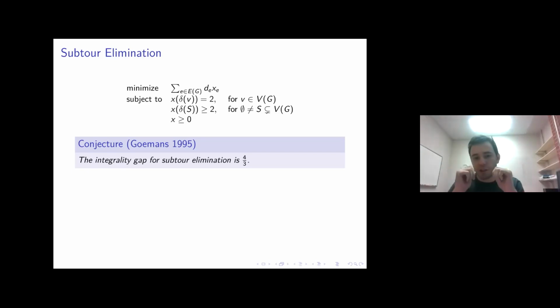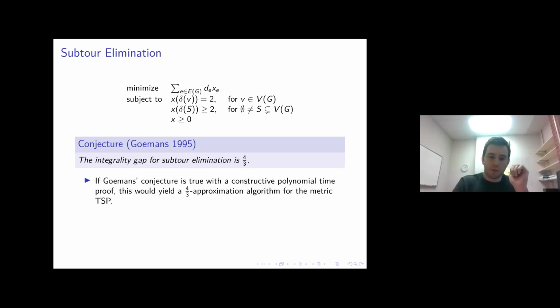I should emphasize here that Goemans' conjecture is for the metric TSP. So it's the linear relaxation for metric TSP, not general. So why do people care about this conjecture? If this conjecture is true with a constructive polynomial time proof, this would give a 4/3 approximation algorithm for metric TSP.